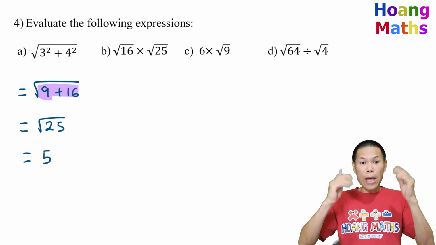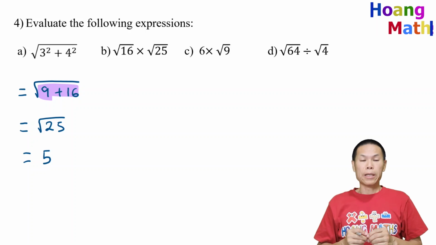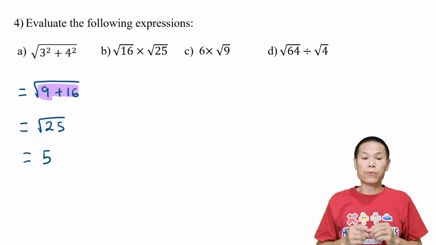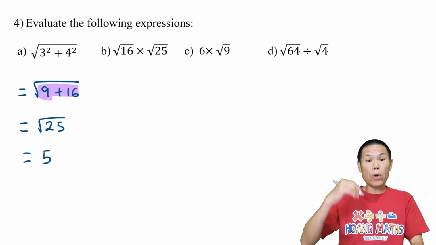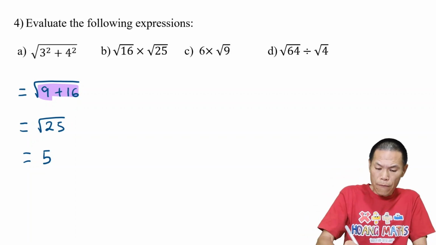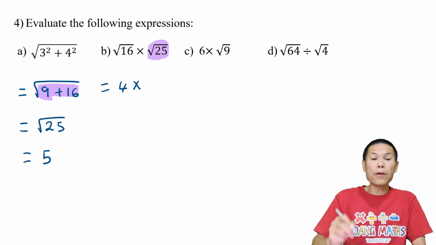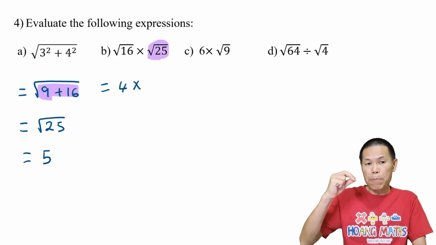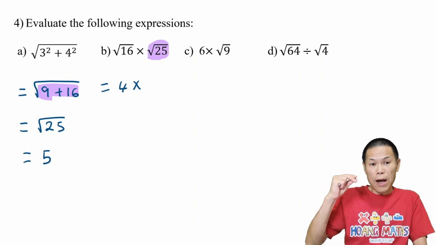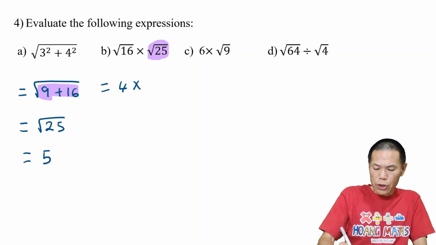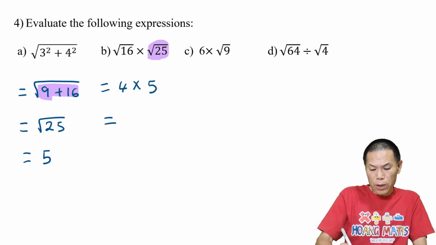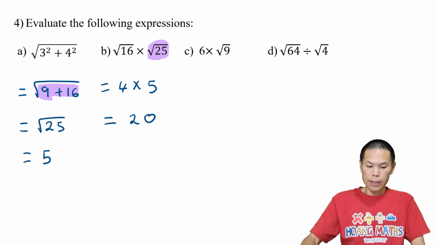So there you go. Part B. So we need to work out the square root of 16 first, because 16 is 4 times 4. So square root of 16 will give me 4. And we times square root of 25. 25 is a square number. That is 25 is 5 square. So we square root 5 square will give me 5. So we just times 5. So that will give me 5 times 4 is 20.